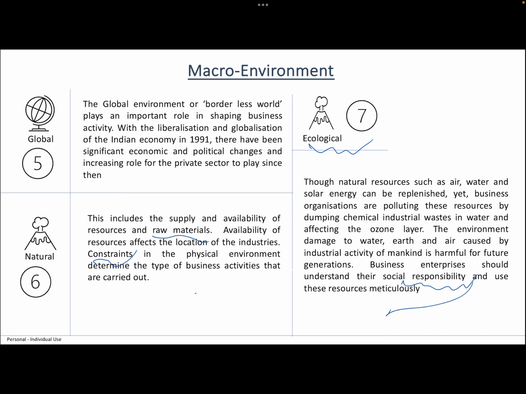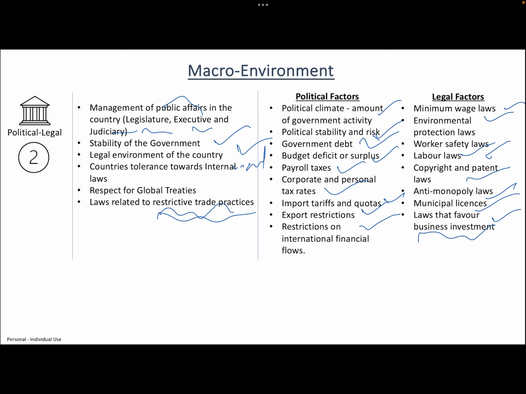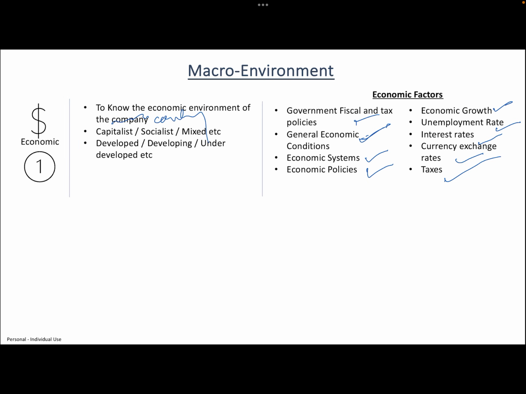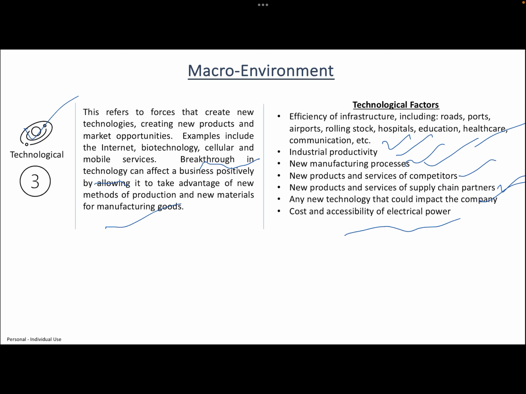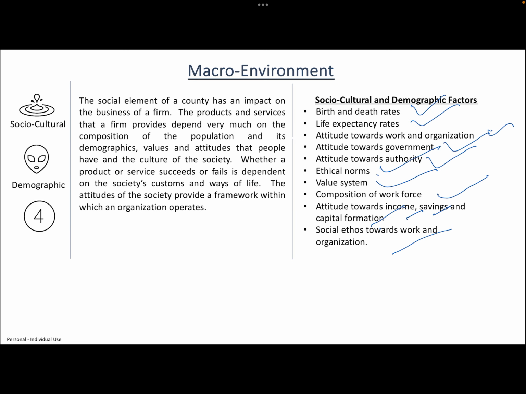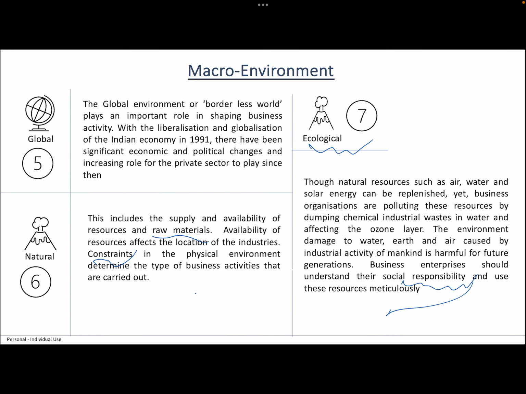Okay, that's it, guys. This is all about macro environments, which is part of external environment analysis. So we saw the factors which we need to consider: economic, political and legal, technological, socio-cultural, demographic, global factors, natural factors, and ecological factors. And in the next video, we will discuss internal environments.